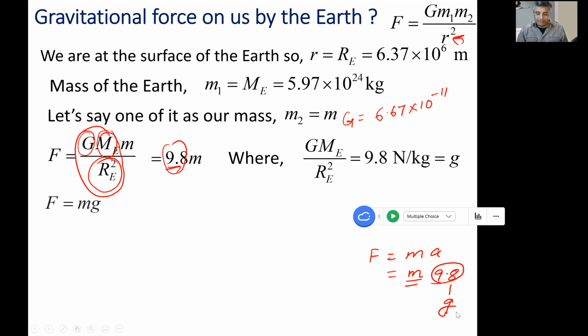I have a question as well. How did they figure out the mass of the Earth? Yeah, how did they figure out the mass of the earth? That's a good point.